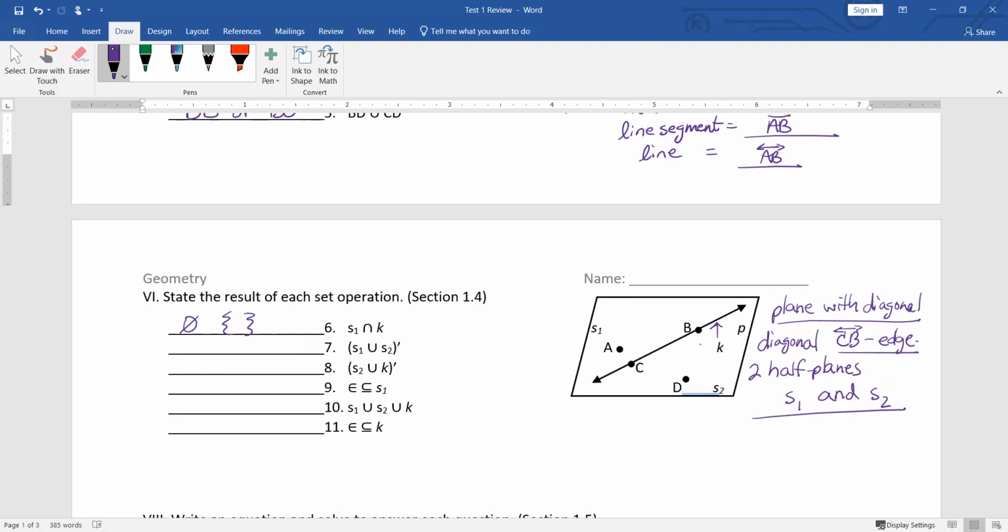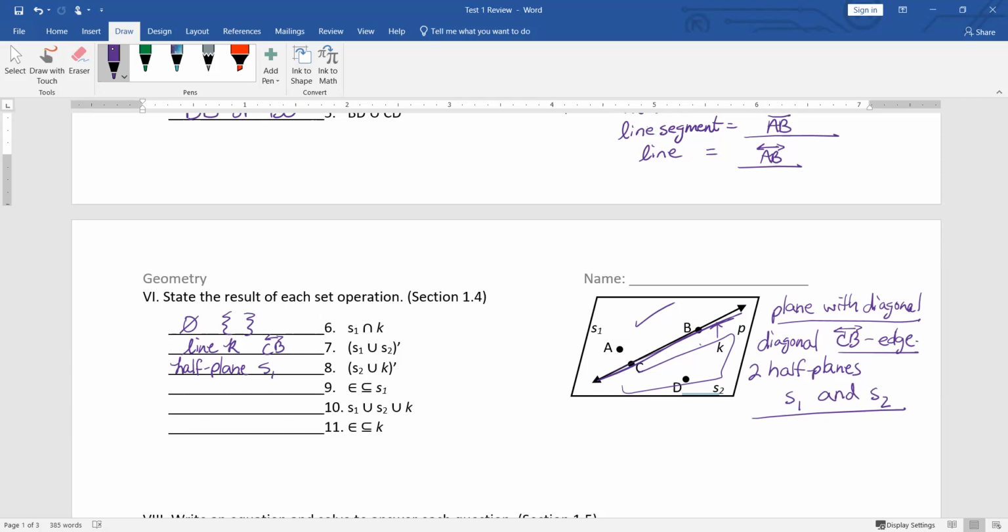All right, so this is asking for the complement of the union of half plane S1 and S2. Well, there's all the points in S1, which is kind of to the top left of our diagonal, and then there's all the points in S2, which is bottom right. So that means that the only thing that's left that's not in those two is line K, or you can also say CB or BC, but we're talking about the edge here. Okay, and also if we have the union of S2, so this section here, and line K, and then we want the complement, the only other thing left is half plane S1. Sorry, I keep doing that. Half plane S1.